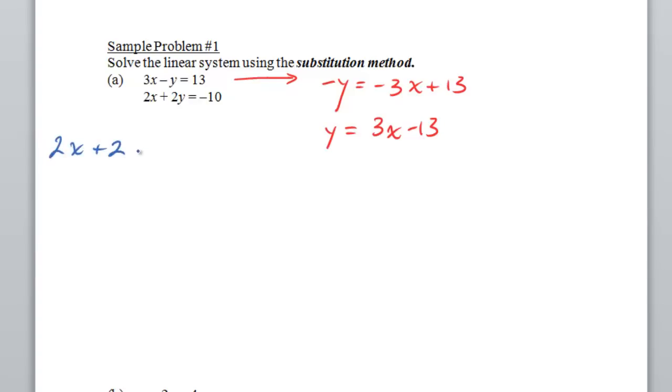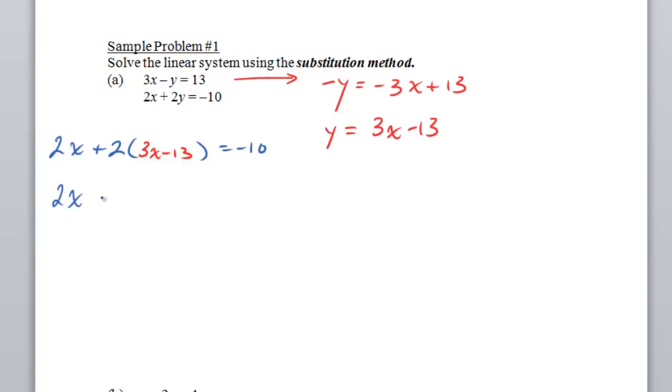So now what I'm going to do is I'm going to take the other equation, 2x plus 2y, and in place of y I'm going to input this value over here. So this value is going to go straight into there, 3x minus 13, and so I've replaced the y from this particular substitution mechanism. And so now I'm just going to go ahead and solve this for x, since x is the term that is consistent.